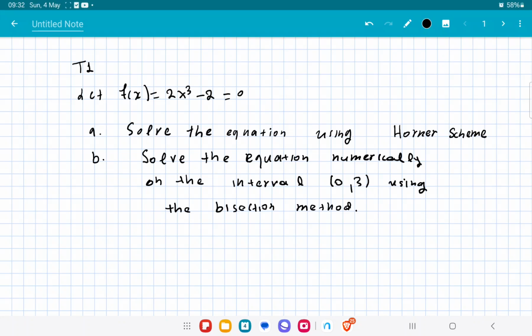We have the cubic equation 2x^3 - 2 = 0. The first question is to solve the equation using Horner's scheme, and the second part says to solve the equation numerically on the interval [0, 3] using the bisection method.